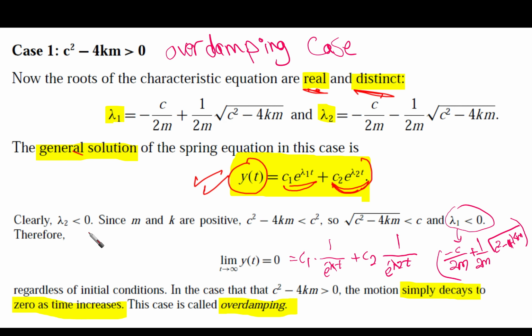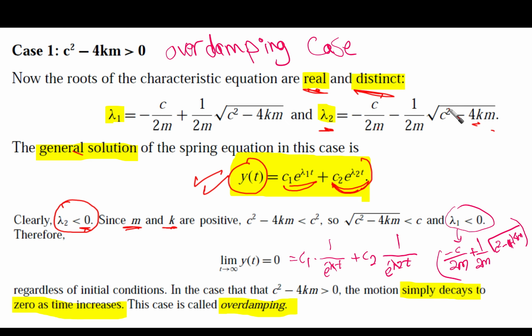Okay. Now clearly we have lambda 2 smaller than 0. Look here, lambda 2 is smaller than 0. Why? Because c, m, and k, all of them are positive, because we have m and k, they are positive.